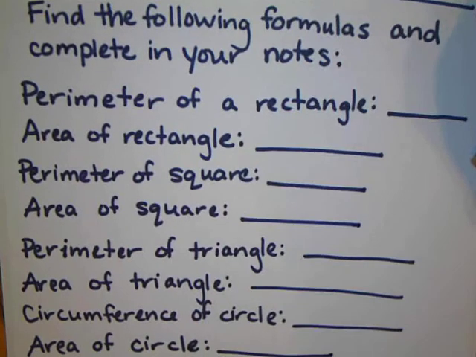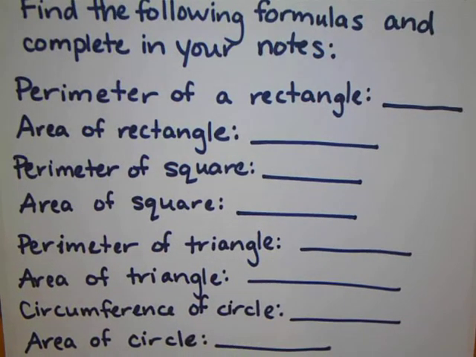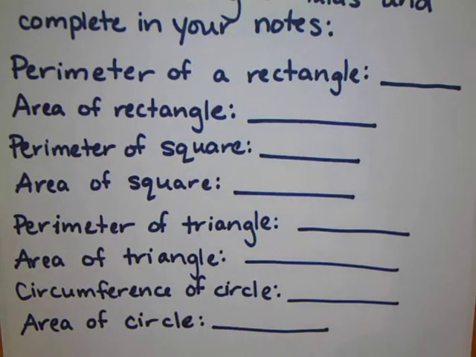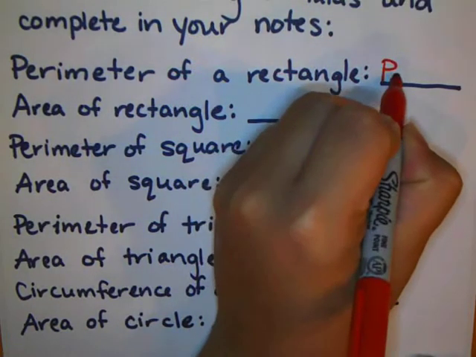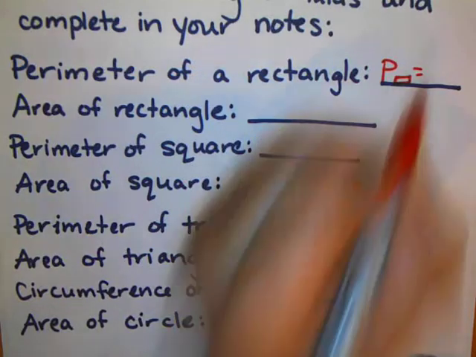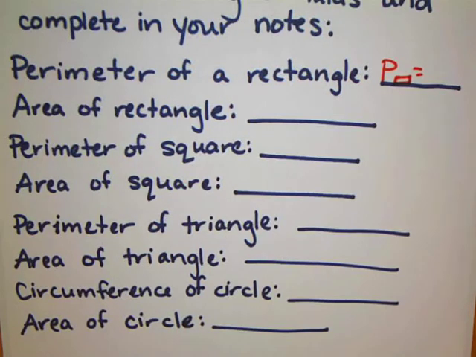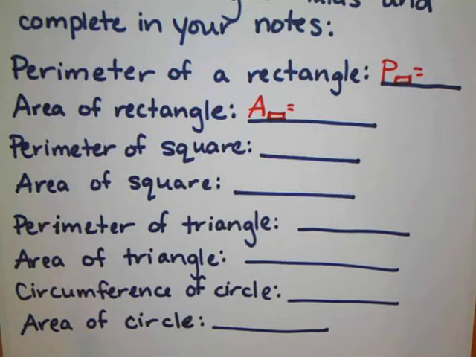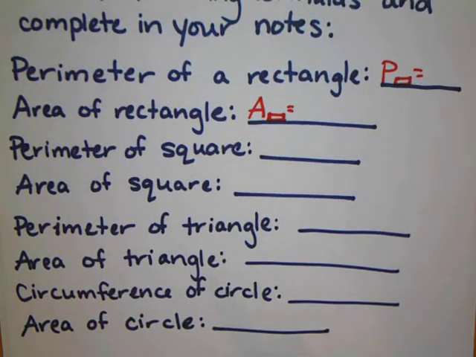So I want you to fill out all of these formulas. For example, when you write perimeter of a rectangle, you can write perimeter and then draw a little rectangle, equals. And area of a rectangle will be denoted by area of a rectangle equals, and then you can write out that formula. So I want you to take a minute and get these all copied in your notes. You can pause the video so you can see this, and I will be checking for these when I see you next.